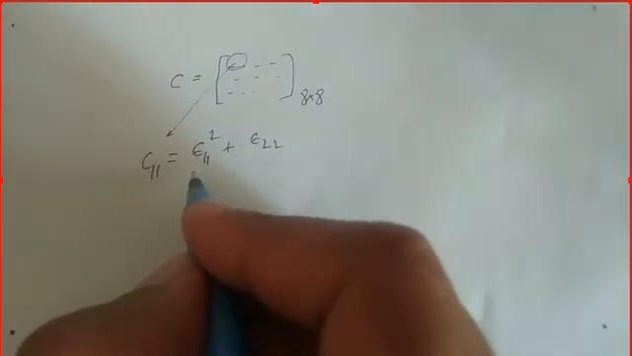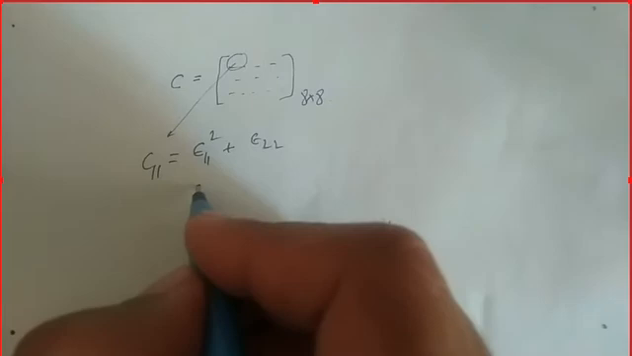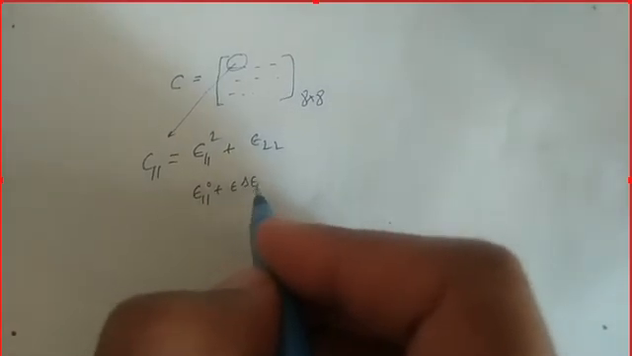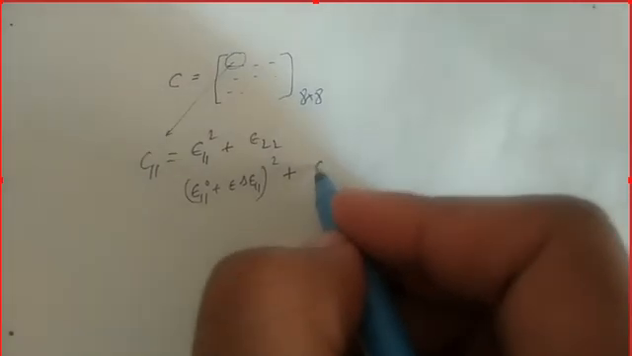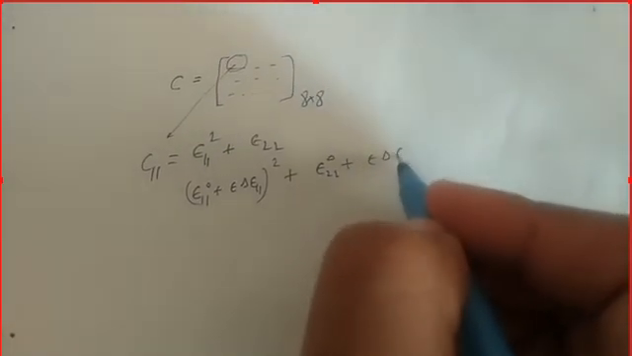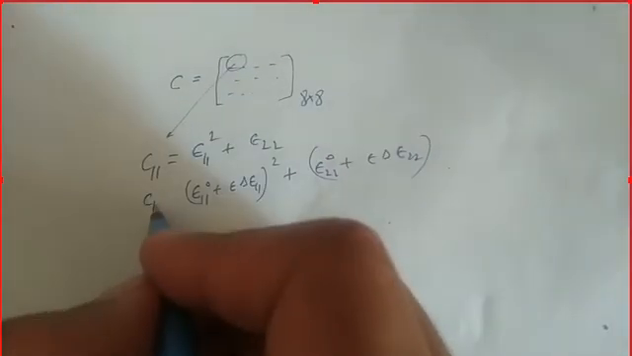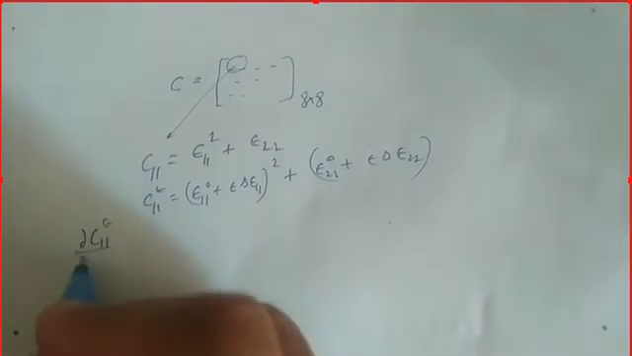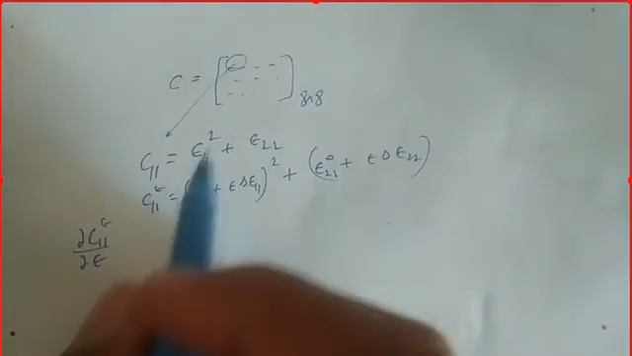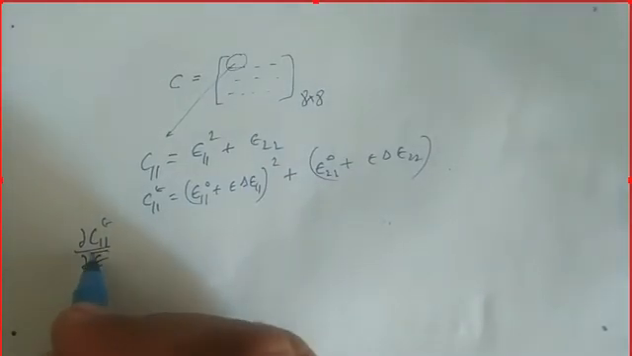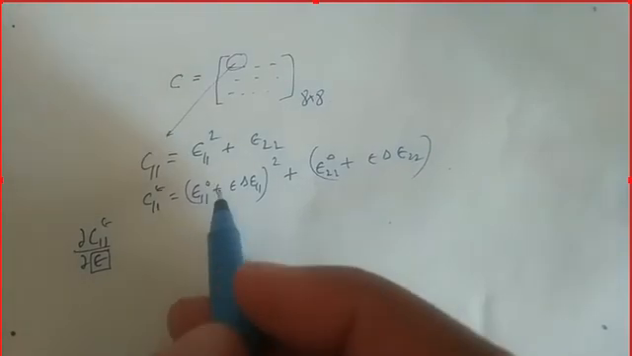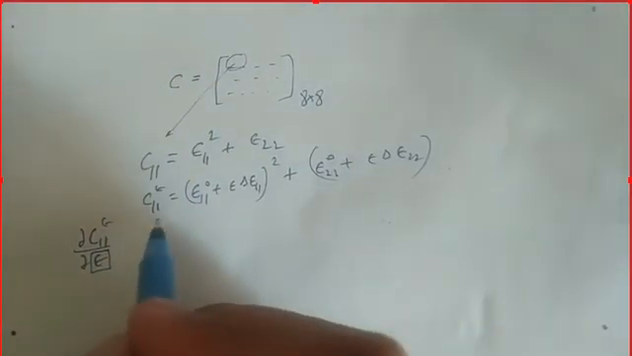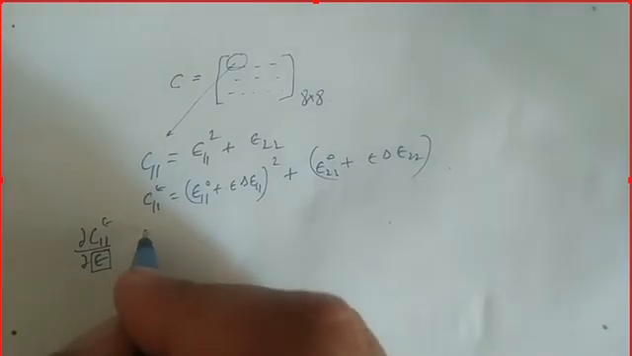Now we substitute all these strains in terms of epsilon. So epsilon 11 will become epsilon 11 naught plus epsilon, which is the scalar parameter, times delta epsilon 11, whole square, plus epsilon 22 naught plus epsilon delta epsilon 22. Like that, this expression will be C11 of epsilon. Now what we have to do is take the derivative dC11 by d epsilon, and this derivative we have to take for all the terms. This epsilon parameter is common because we have written all the strain terms in terms of a single epsilon parameter. So we just take the derivative with respect to epsilon.